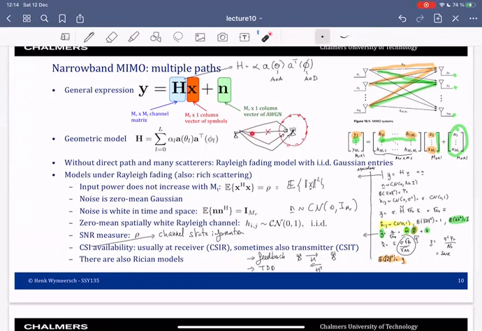Finally, when I put back this line of sight path or this direct path, then you would have a Ricean model. So there are also Ricean models for this MIMO channel.